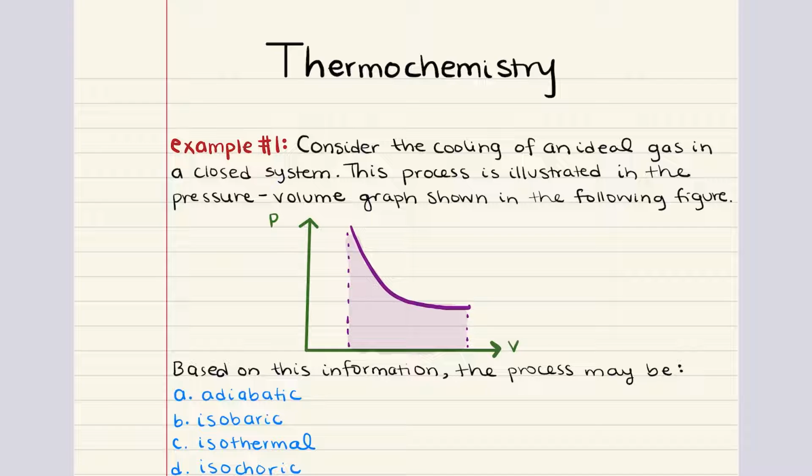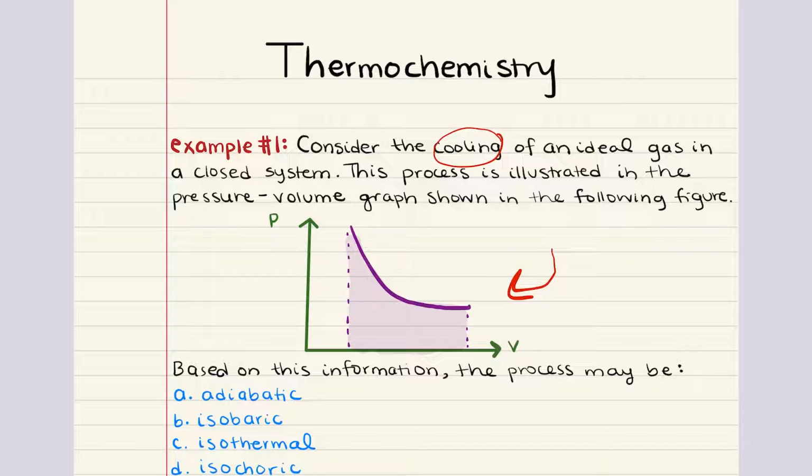Problem number 1 says, consider the cooling of an ideal gas in a closed system. This process is illustrated in the pressure volume graph shown in the following figure. Based on this information, the process may be blank. So we're given this pressure volume graph that shows the cooling of an ideal gas in a closed system, and the graph's shape is going to help us determine which type of thermodynamic process is occurring.